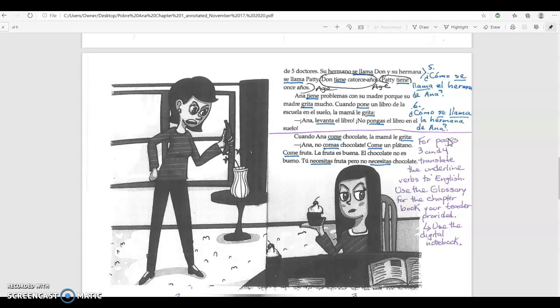So Ana's mom is yelling at her because she put her book on the floor. Okay, so that's one of the problems that Ana has. Somebody yells at her. Cuando Ana come chocolate, la mamá le grita: Ana, no comas chocolate.